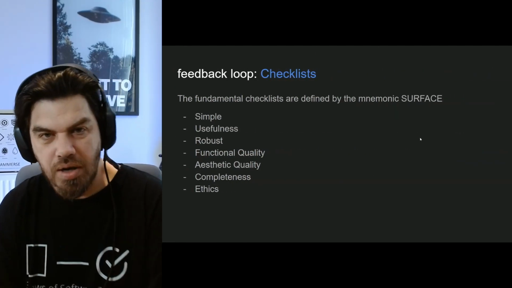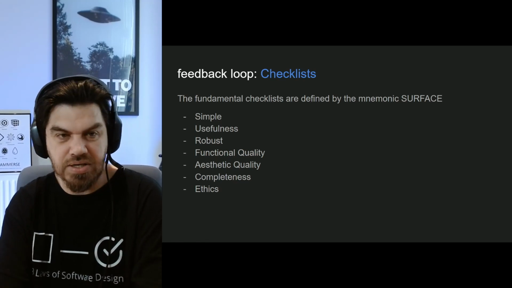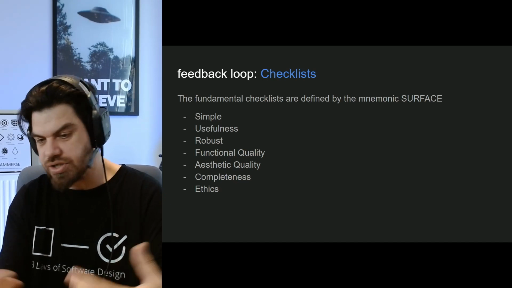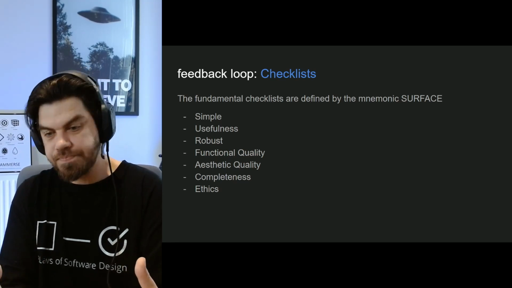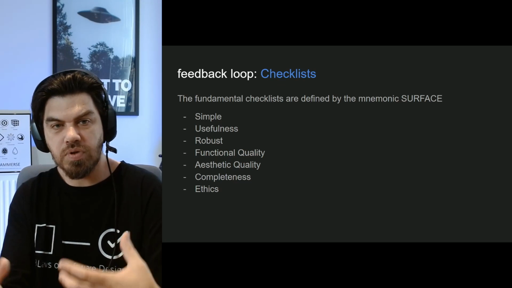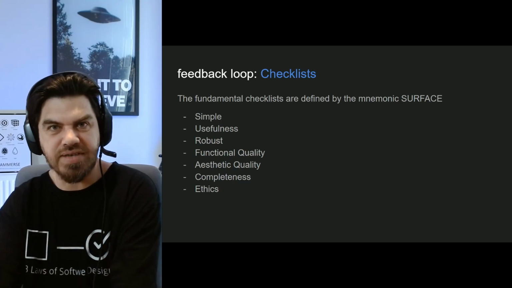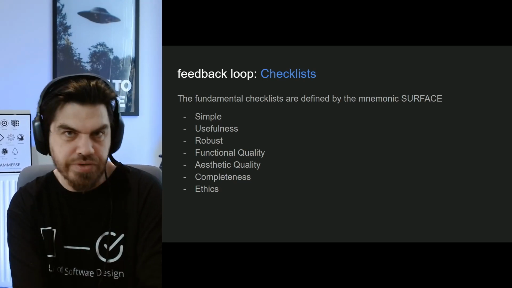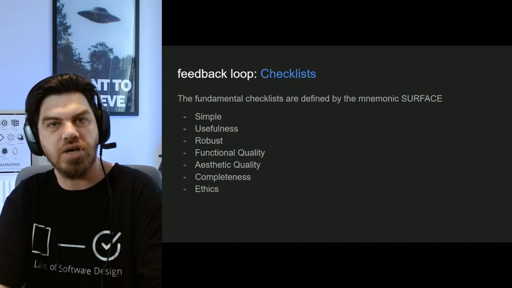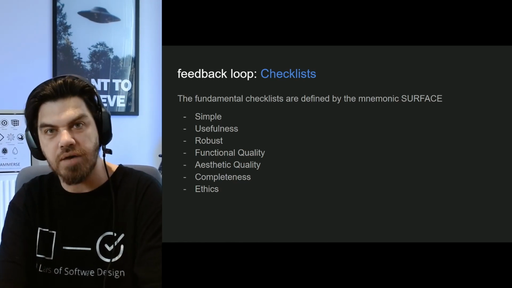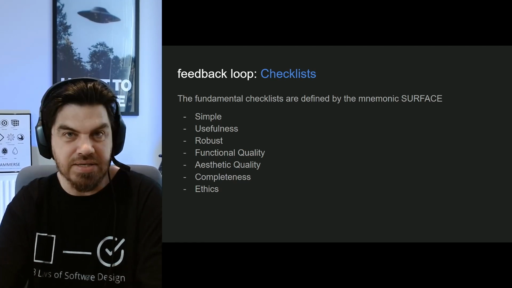So the feedback loop, this is another checklist, and it's called Surface. And Surface is another mnemonic just to make it play off in the brain more easily, and that is we want to make our designs simple. So we have a checklist that says, is it simple? That's easy. Is it useful? Okay, tick off that box, it's useful. Robust, okay, so robust, that has a meaning. We can get into all of these at another time. Robust, tick it off. Does it have functional aesthetic quality? Is it complete? And is it ethical?